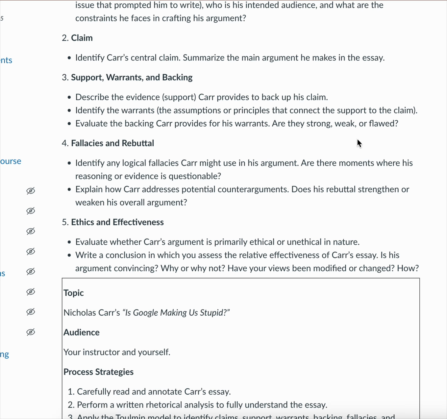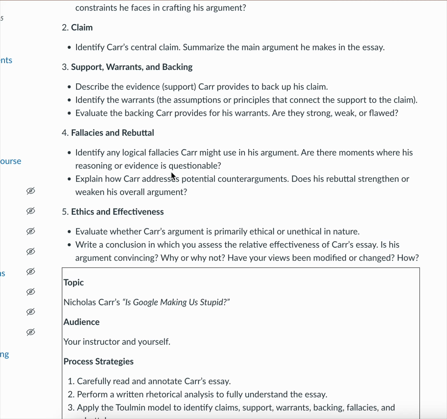And again, fallacies and rebuttal. These are logical fallacies, which we have gone over. So for example, does he rely too heavily on fear of technology and how it might, quote unquote, take over humanity? Or does he make generalizations without solid proof? You will also talk about how he acknowledges any sort of counterarguments, and if so, how does he respond? Is his rebuttal effective? Does it feel weak, etc.?